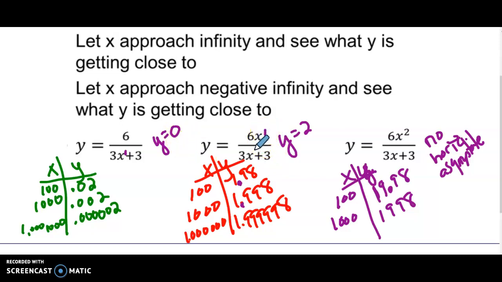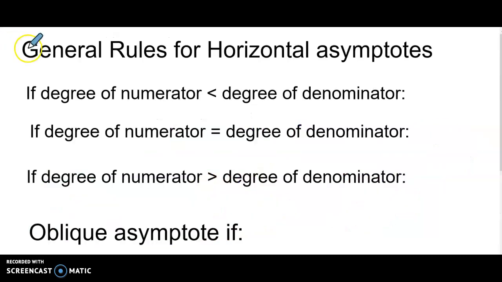When you have the same degree on top and bottom, this is a first degree and a first degree, then you simply divide those coefficients. 6 divided by 3 is 2. This other 3 is irrelevant. That could be a 5. It doesn't matter. This is still y equals 2. That could be a 25. It doesn't matter. The horizontal asymptote is y equals 2. 6 divided by 3. You divide the leading coefficients. If the numerator's degree is bigger than the denominator's degree, then there is no horizontal asymptote.